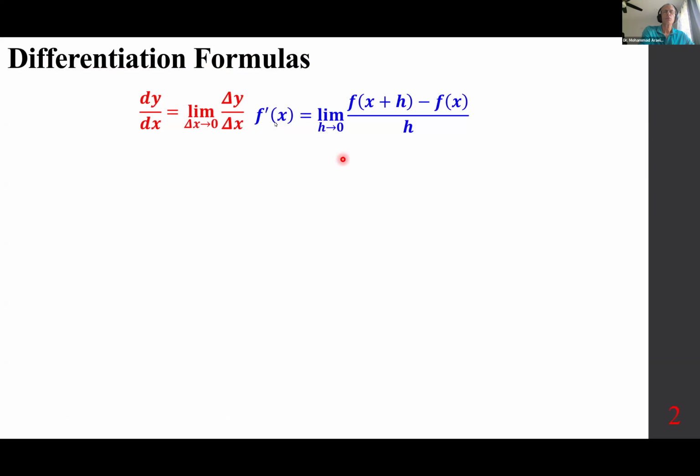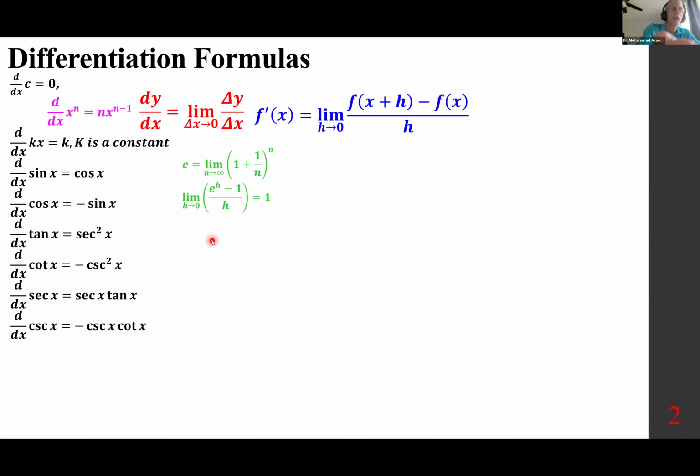We start with differentiation formulas, reminding everybody of the definition: f prime of x is the limit of f of x plus h minus f of x over h as h approaches 0. e is defined in two different formats. Basic differentiation formulas, such as the derivative of a constant is 0, the power rule, the derivative of x to the power of n is n x to the power of n minus 1, and these are trigonometric functions.